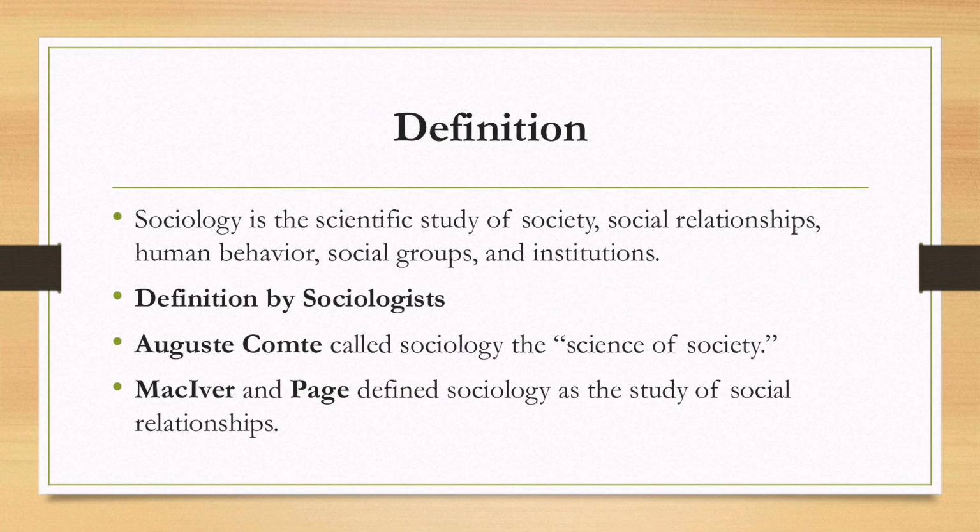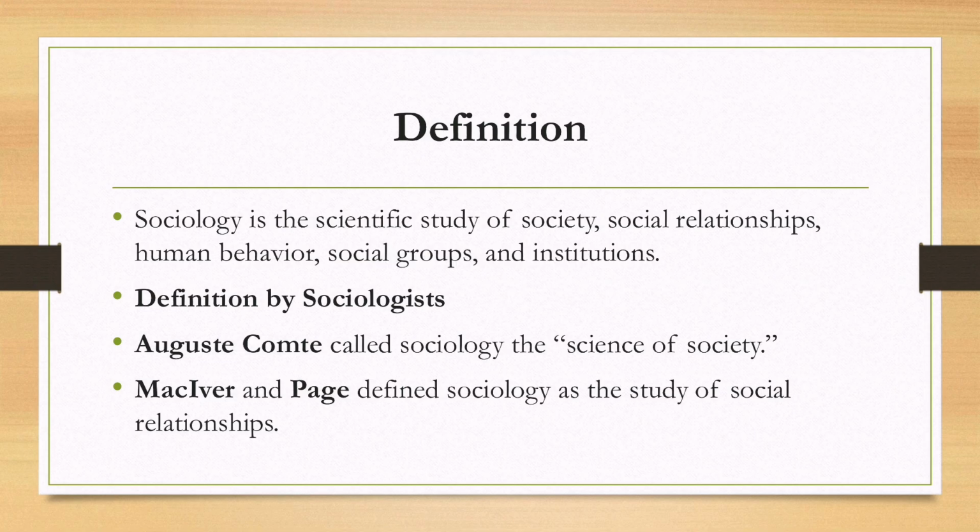So now we will move to the definitions. According to authors, what are the definitions of sociology? One is according to Auguste Comte, and another is according to MacIver and Page. First, according to Auguste Comte, sociology is the science of society. That means it is the study of how people live together in groups, how societies are organized, and how human behavior is shaped by social relationships.